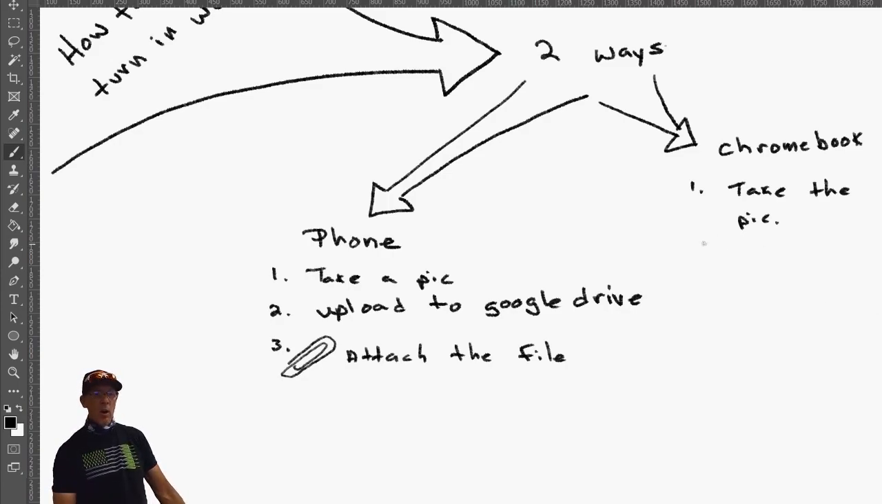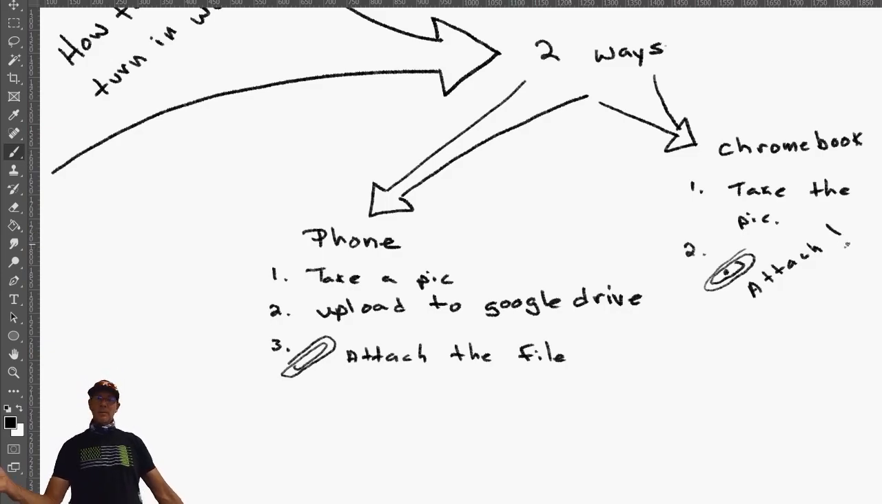Okay? So now all you have to do is, I'll just draw it. That looks more like an eye now that I look at it, if I put an eyeball in the center there. So you attach it. And you're done. You now know how to turn in your homework.